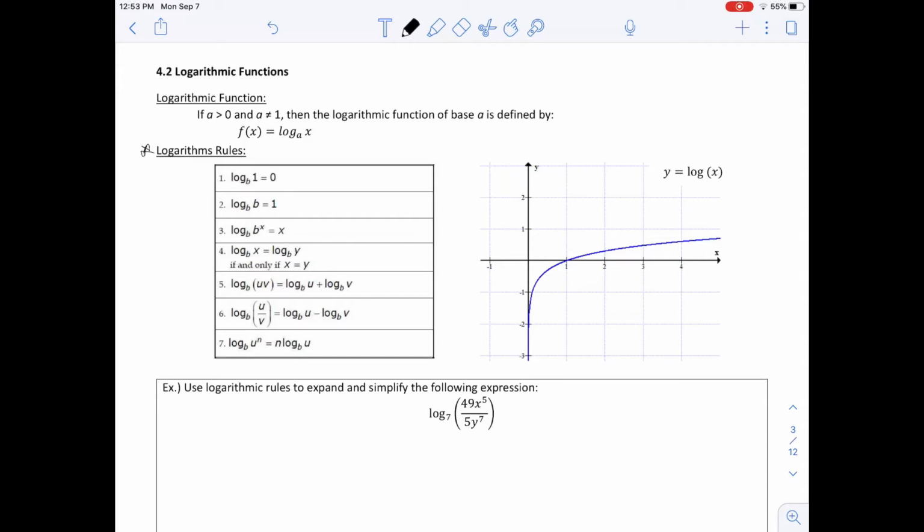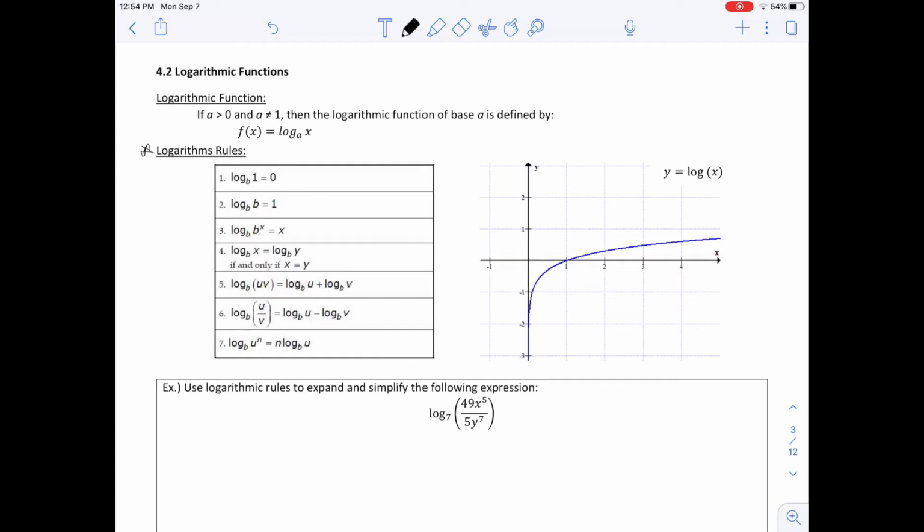Numbers 5, 6, and 7 are dealing with converting and rewriting these, and expanding and condensing logarithms. The first one says log base b of u times v is equal to log base b of u plus log base b of v. Number 6 says log base b of u divided by v is equal to log base b of u minus log base b of v. And number 7 says log base b of u to the n is equal to n times log base b of u.